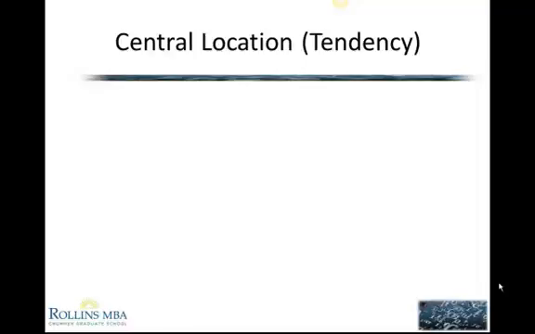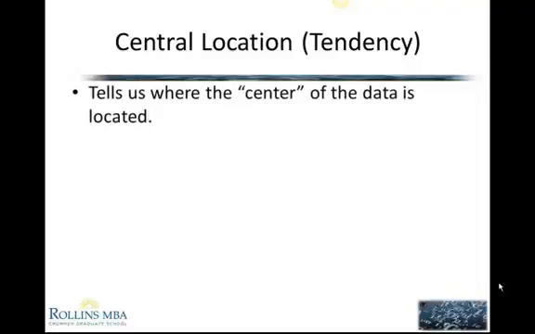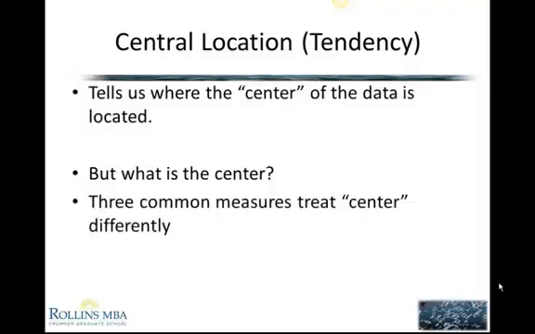Where are the values most tightly clustered around? They tell us in one way or another where the center of the data is located. I put center in quotes here because what exactly do we mean by center? It turns out we can interpret that a bit differently. There are three very common measures that are used, and they treat center entirely differently from each other. Those measures are the mode, the median, and the mean, the arithmetic mean or the average. We'll look at each one of those in turn.